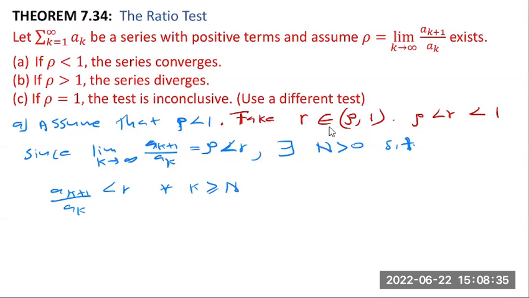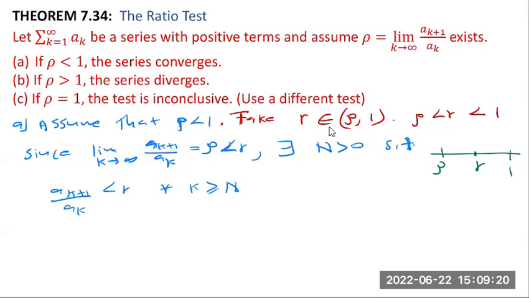Why is this true? Here is your interval, rho, comma 1, and r is strictly between rho and 1. Let's say r is somewhere here. Then we know that this sequence converges to rho. That means the values of the sequence are getting closer and closer to rho as k goes to infinity. By definition of the limit, we should be able to find some large enough n so that the values of the sequence are less than r. All the values are in this region if you pick your k to be bigger than n. Such an n exists.